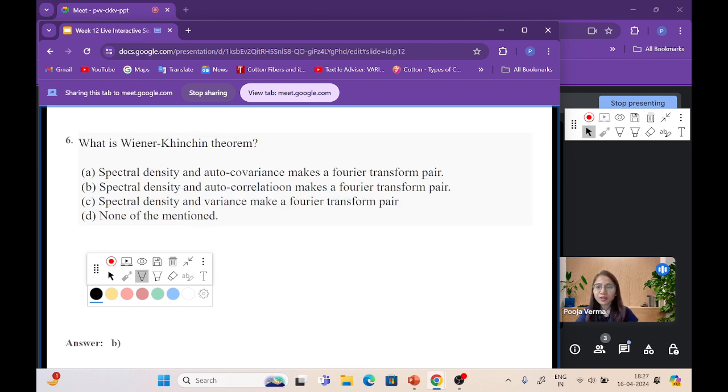What is the Wiener-Khinchin theorem? Option A is spectral density and autocovariance make a Fourier transform pair. Option B is spectral density and autocorrelation make a Fourier transform pair. Option C is spectral density and variance make a Fourier transform pair. And option D is none of the mentioned. So what is the Wiener-Khinchin theorem?